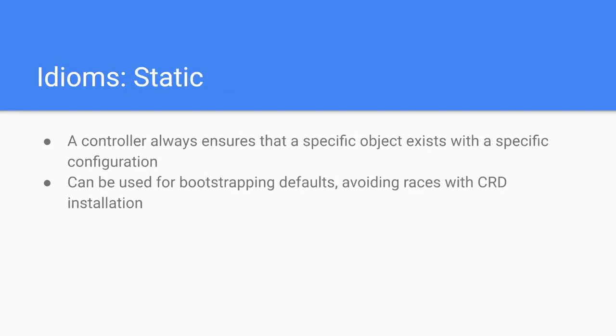Another idiom we're calling static resources, which is when a controller is given some definition of an object and it just makes sure that object exists and matches exactly. This can be really useful for bootstrapping. If you have a controller that needs to create some default resources when it starts up, this can be a really useful way to do that. Could also be some sort of operator global config, if you have something along those lines that needs to always exist when the operator is running.